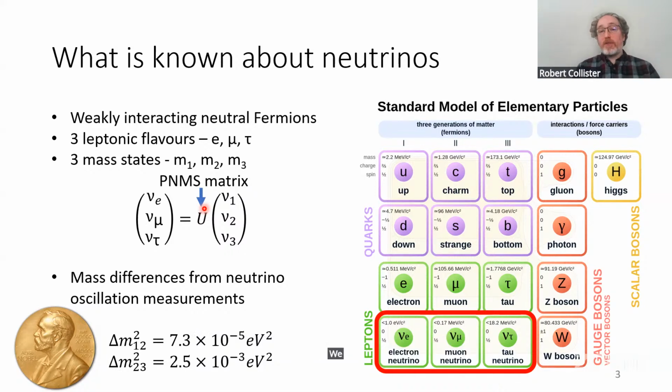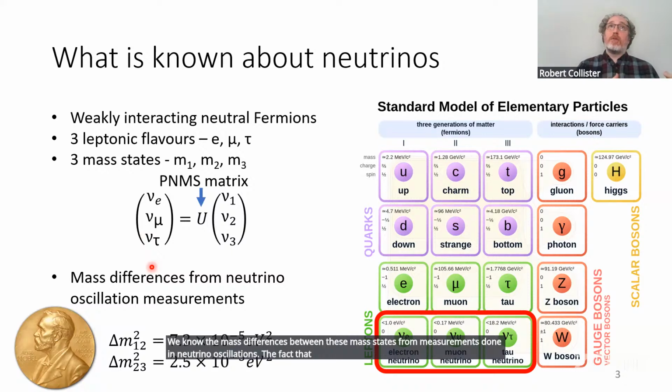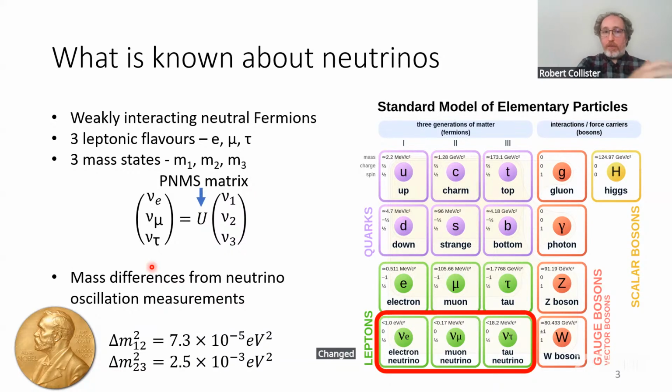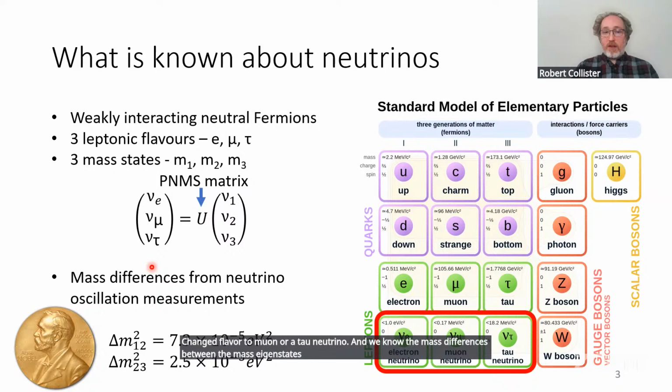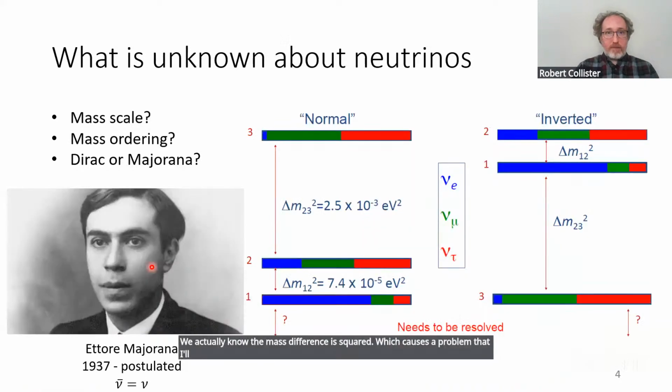We know the mass differences between these mass states from measurements done in neutrino oscillations. The fact that neutrino flavors that are created, say, in the sun, by the time that neutrino has propagated to Earth to interact in a detector, there is some fraction of them that have changed flavor to a muon or a tau neutrino. And we know the mass differences between the mass eigenstates from those measurements. We actually know the mass differences squared, which causes a problem that I'll get into in a second.